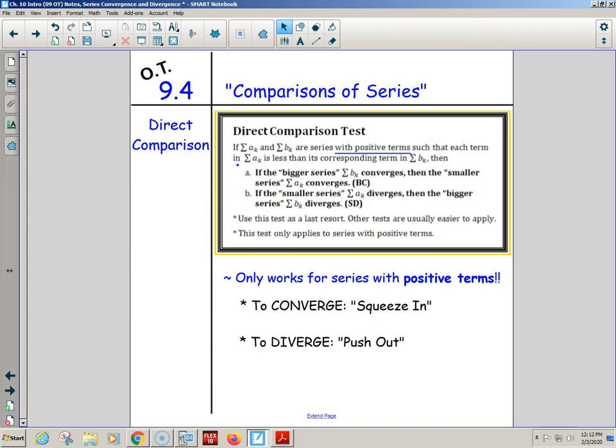Now, some of you might be like, why is there a BC and an SD? Like, what the heck are you trying to do? Okay, ready?